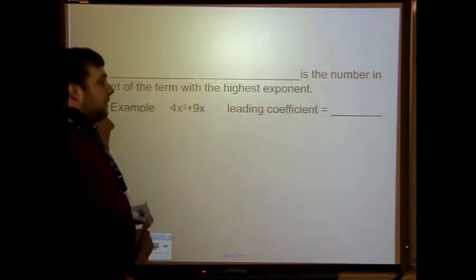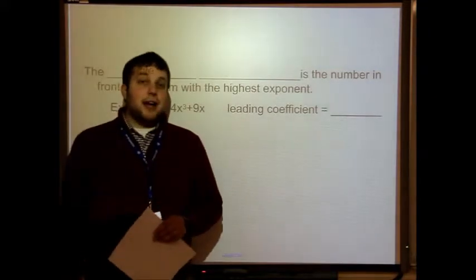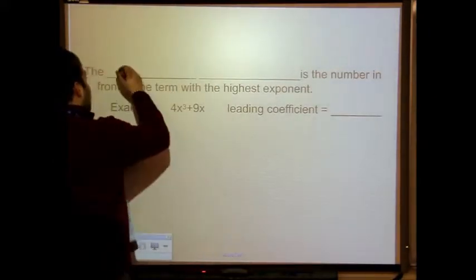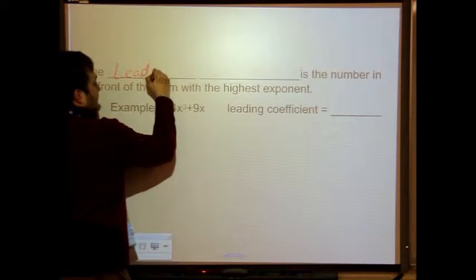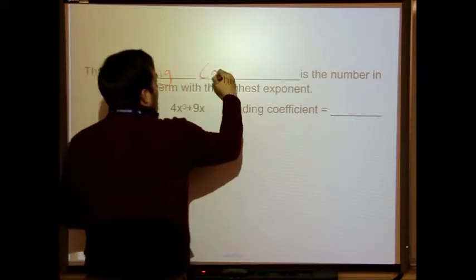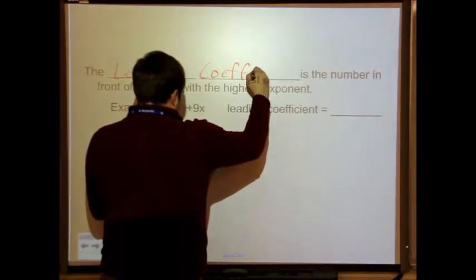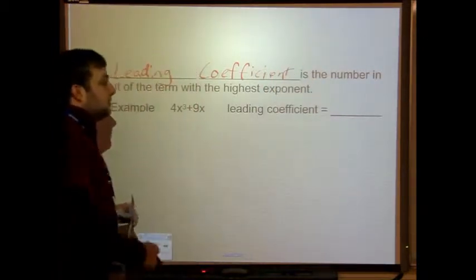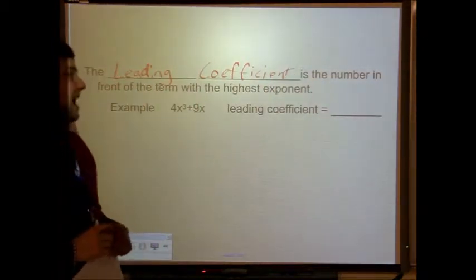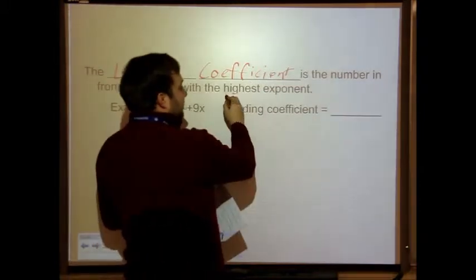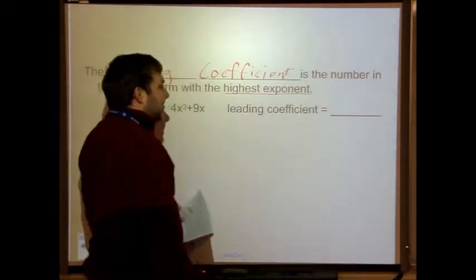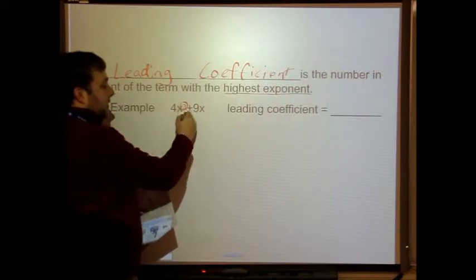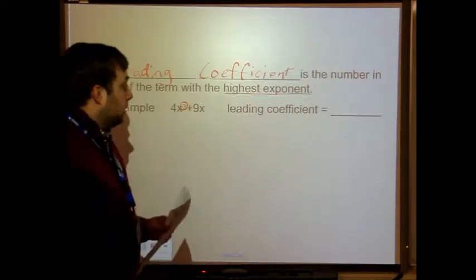Next we have, and the familiar one for you guys, leading coefficient. Leading coefficient is the number in front of the term with the highest exponent. So make sure you're looking at the highest exponent. In our case, obviously the highest exponent is 3.